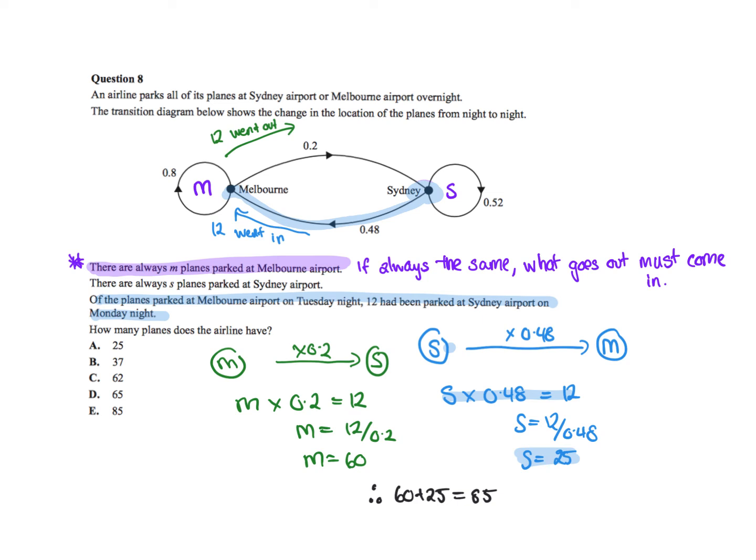But then because of the fact we said what goes out must go in, we knew that if 12 came into Melbourne, 12 went out of Melbourne. So from Melbourne to Sydney, 12 went out. And that indicated when you go from Melbourne to Sydney, it was 0.2. So Melbourne times 0.2 also equaled 12. So we end up finding what Melbourne is, and then you add them together to get the total, which was 85, which is the answer.